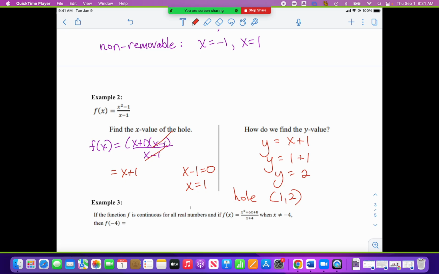What would be the graph of f of x? Generally speaking, what would it look like? It's a straight line, right? It's y equals x plus 1 with a hole.